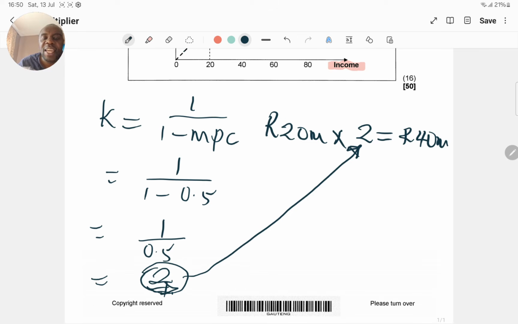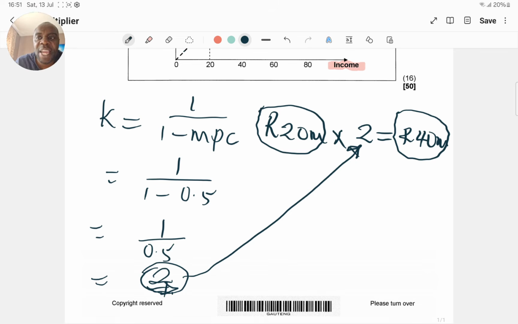So we are saying a small change in spending, in this case 20 million, results in a more than proportionate change in income. There we go. So you can see now that I am using numbers to explain the multiplier. A small change in spending, 20, results in a more than proportionate change in income, 40. That is exactly what the multiplier is all about.